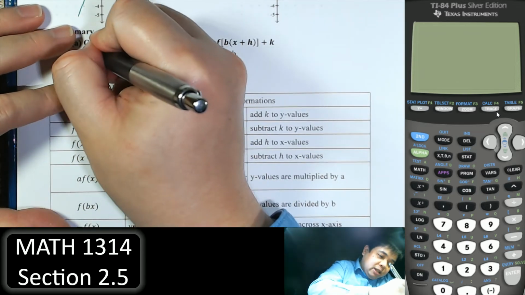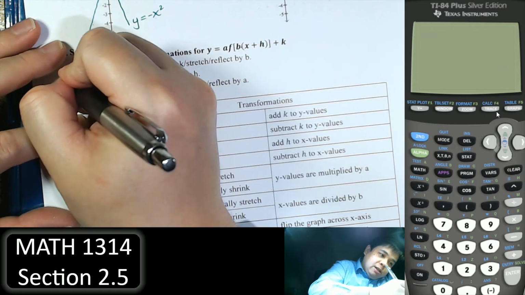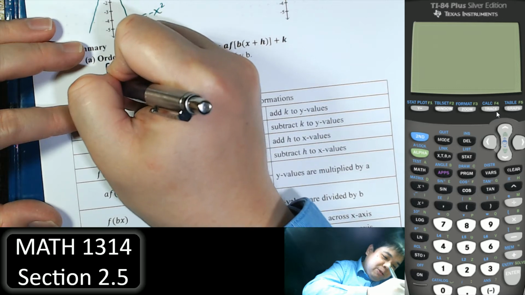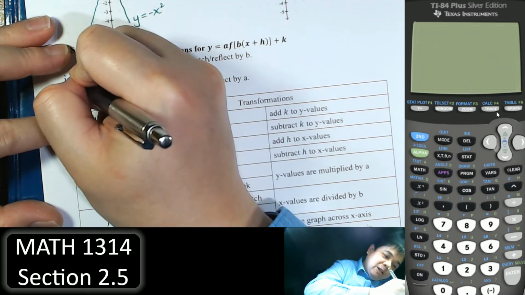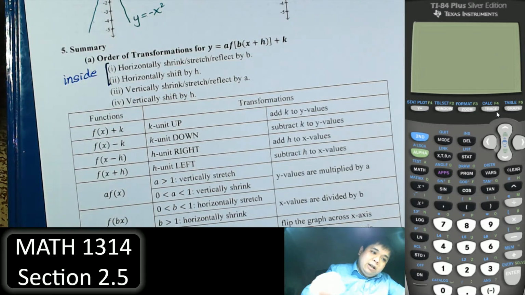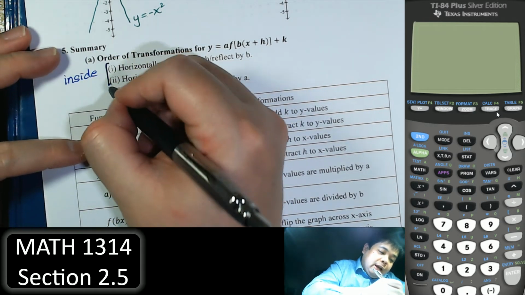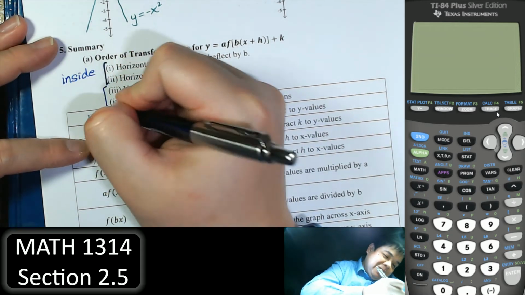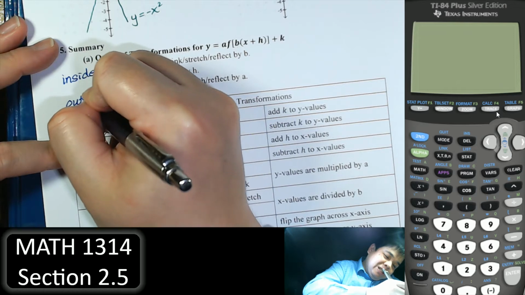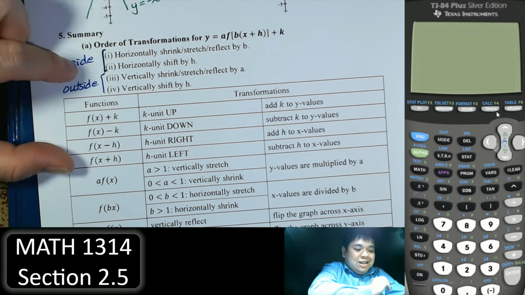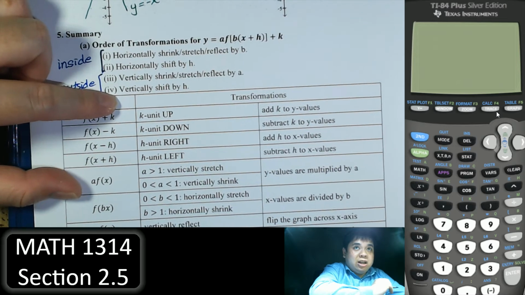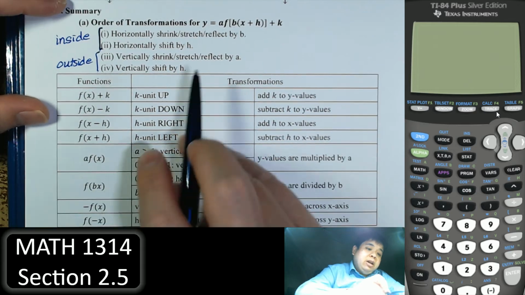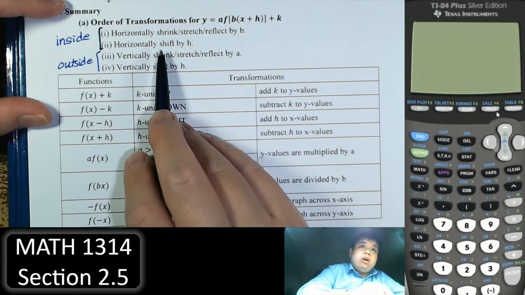So this 2 is inside. I try to keep the color code. So inside first and then outside. Right now, so inside is horizontally, outside vertically. That makes sense. And so we multiply, divide first before add or subtract, meaning shrink, stretch, reflect before we shift.